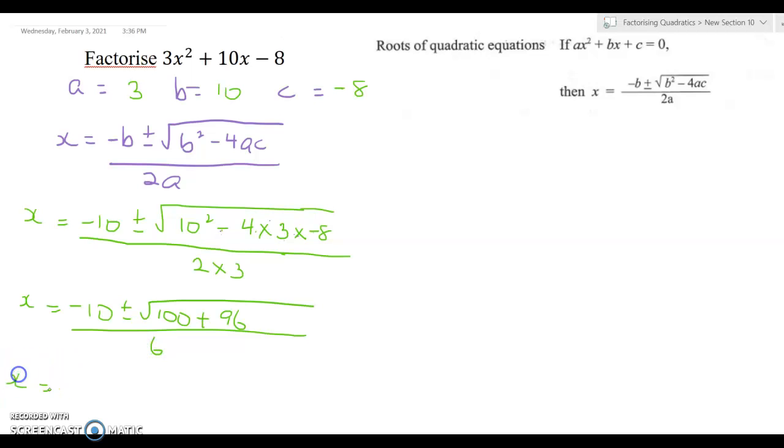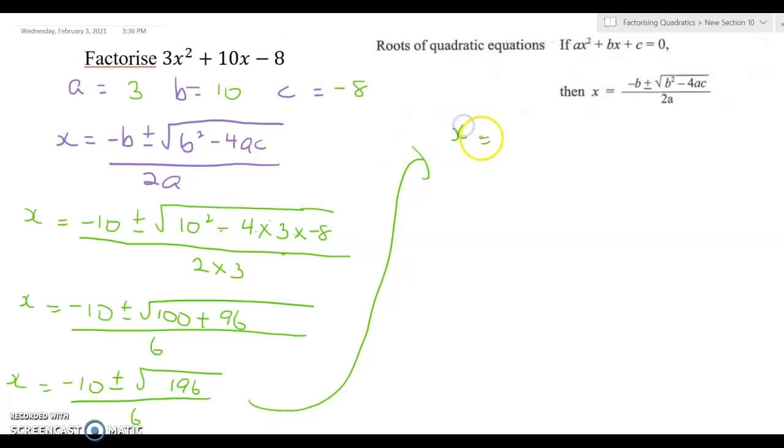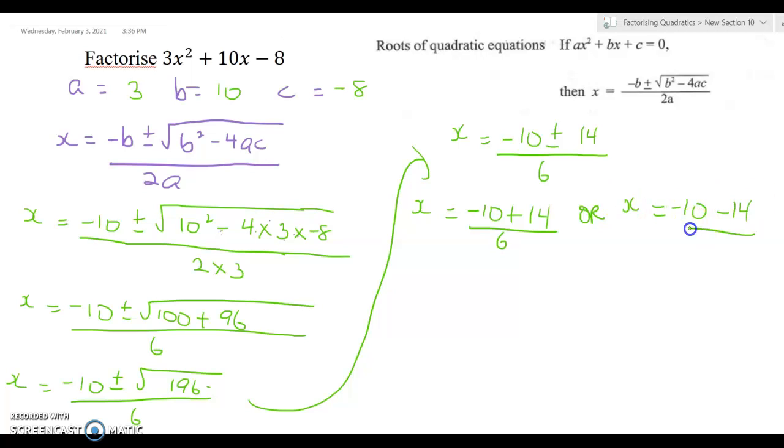So I'm going to get x is equal to minus 10 plus or minus the square root of 196 all over 6. Again, you could check anything on the calculator, any multiplication and those kind of things, square roots and whatever, right? Coming across here now. So I'm going to get x is equal to minus 10 plus or minus the square root of 14 all over 6. So I'm going to get my two values now. X is minus 10 plus 14 over 6, or x is minus 10 minus 14 over 6.